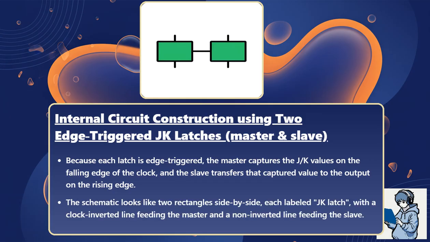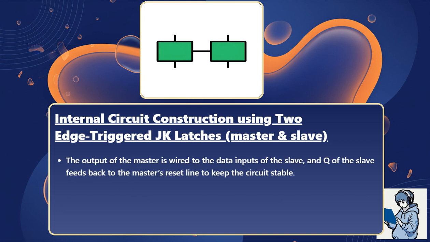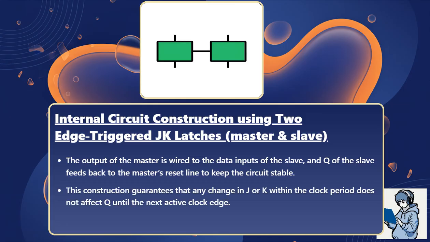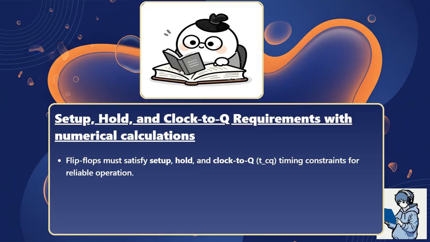The schematic looks like two rectangles side by side, each labeled JK latch, with a clock-inverted line feeding the master and a non-inverted line feeding the slave. The output of the master is wired to the data inputs of the slave, and Q of the slave feeds back to the master's reset line to keep the circuit stable. This construction guarantees that any change in J or K within the clock period does not affect Q until the next active clock edge. Flip-flops must satisfy setup, hold, and clock-to-Q (TCQ) timing constraints for reliable operation.